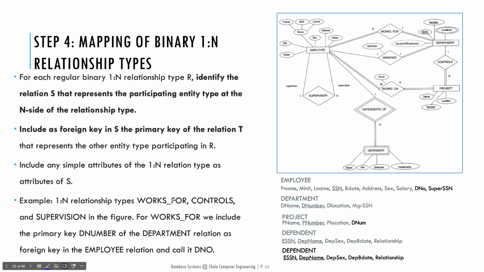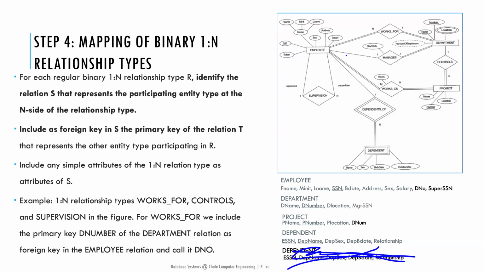Now, so we are done with step 3. Now we come to step 4. For step 4, we are taking a look at the 1 to n relationship types. So 1 to n, oops. Oh, I forgot to do this. Okay, discard this.